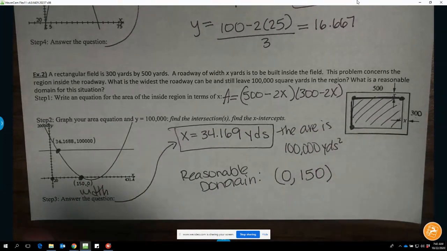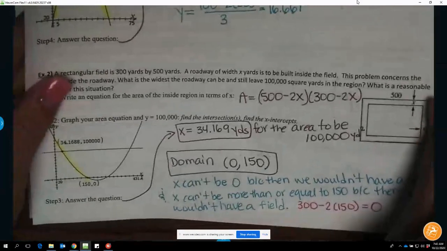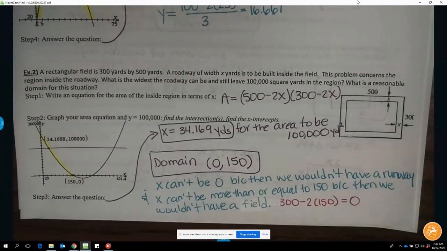So then if you look at my answer key, it explains why x has to be between 0 and 150, not including the 0 and not including the 150. So now you just need to practice with your calculator and answer the questions and do your work.